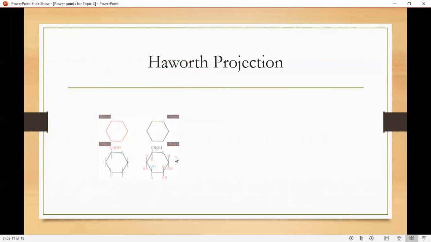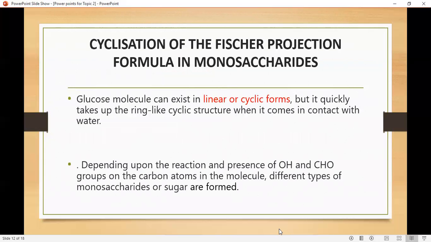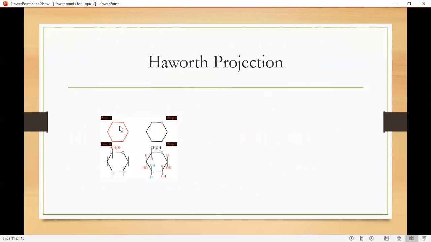To draw the Fisher projection is equally simple. It's just a matter of drawing a hexagon and attaching oxygen to it. When you draw a hexagon, what is a hexagon? A 6-sided figure. You attach the oxygen to this connecting point.